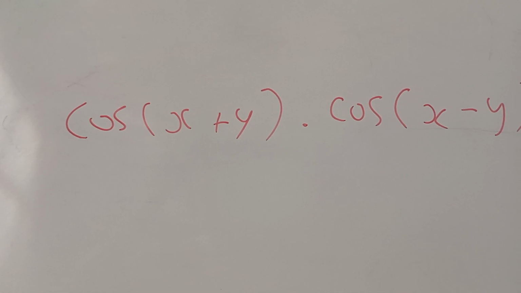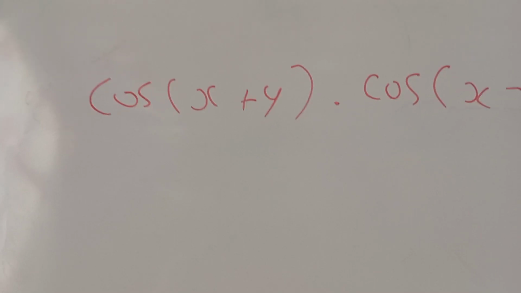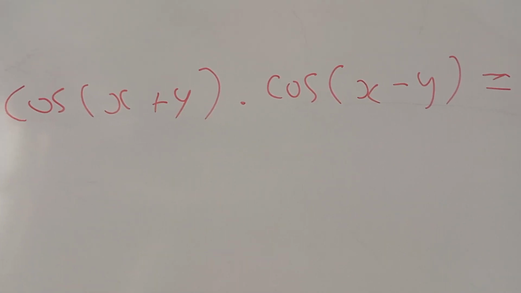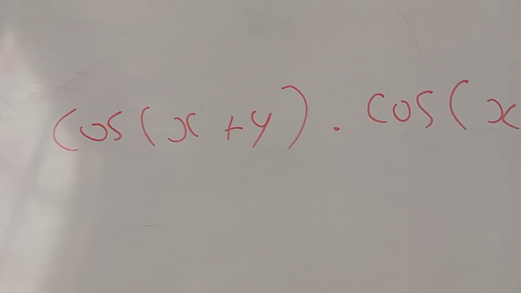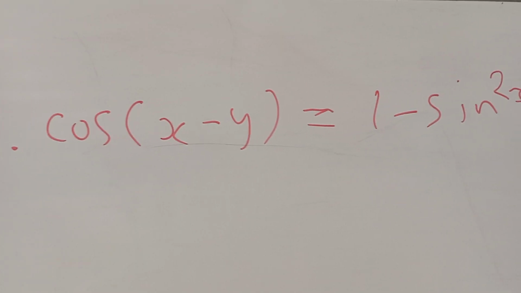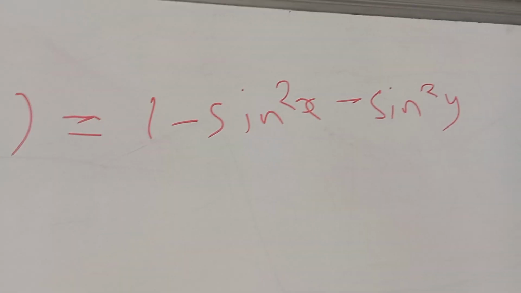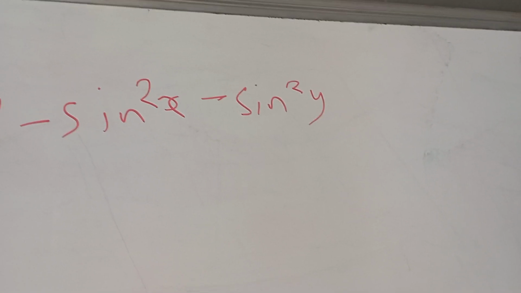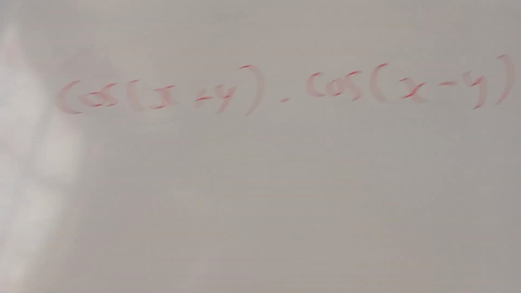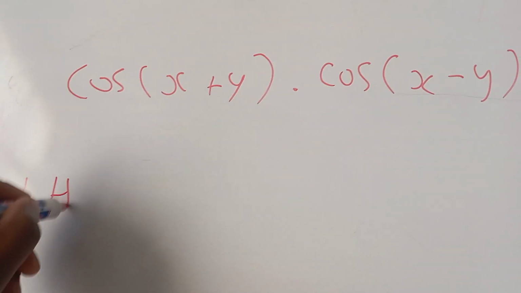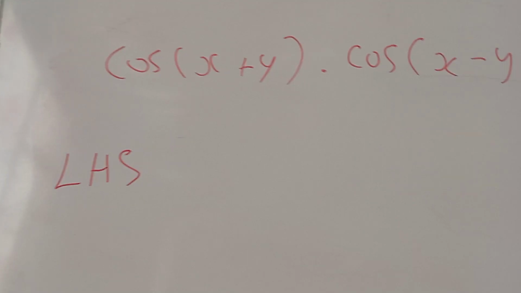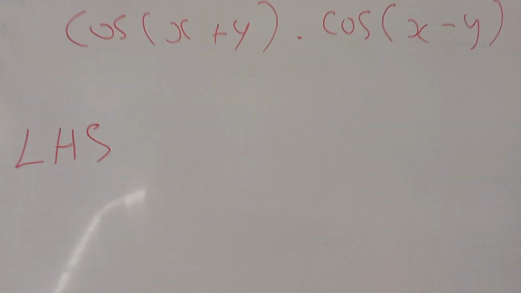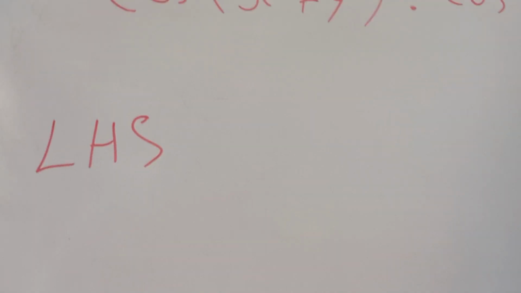On today's lesson, we'll be doing identities. Grade 12 identities. So we'll be proving that cos(x + y) times cos(x - y) is equal to 1 minus sine squared x minus sine squared y. Right. So we'll work on the left hand side, LHS.